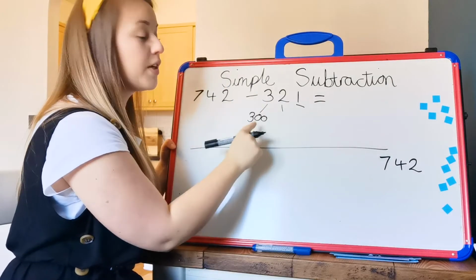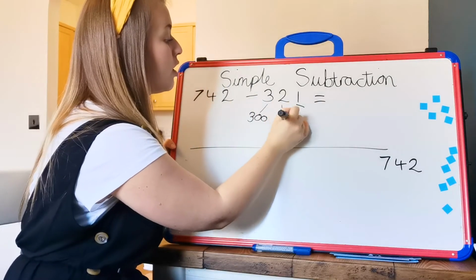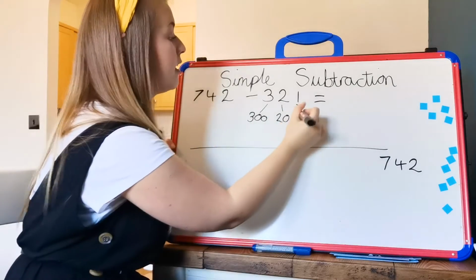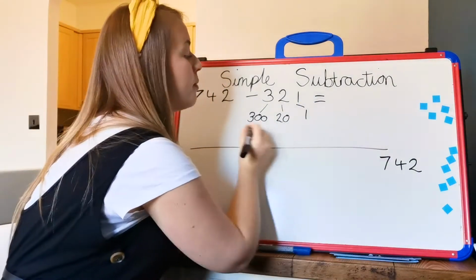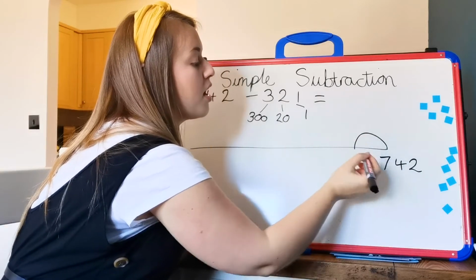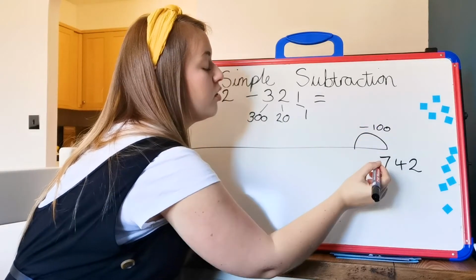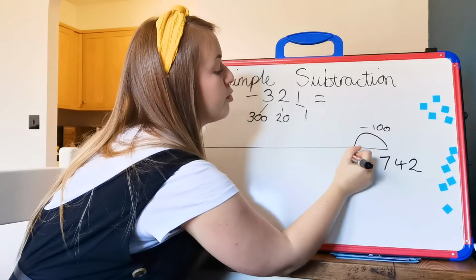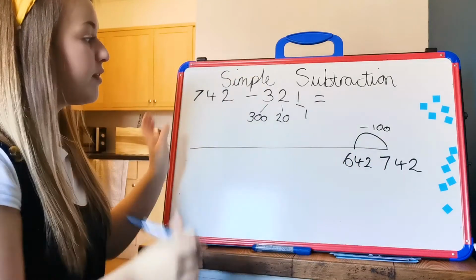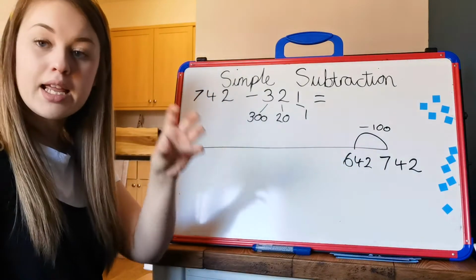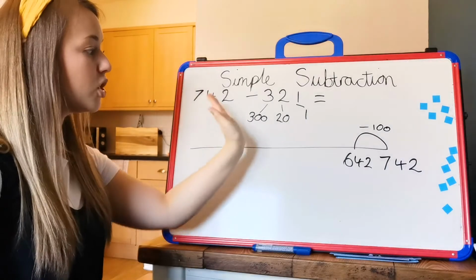300, so that's 3 jumps of 100. 20, that's 2 jumps of 10. And then 1 is obviously just 1. So we'll start with the bigger numbers, do the bigger number jumps first. So take away 100, 700 would be 642.